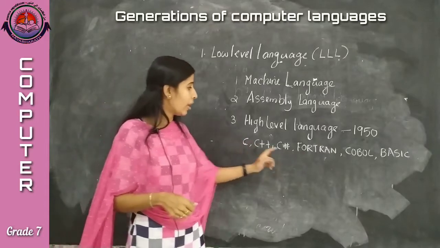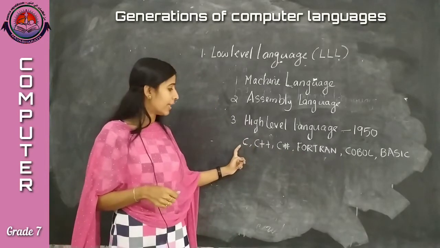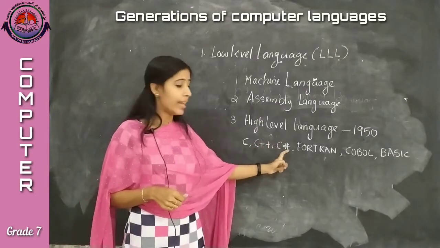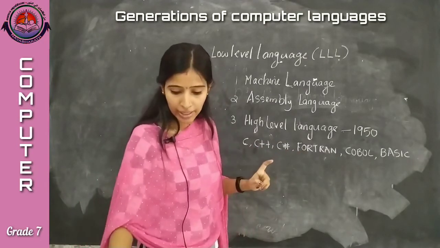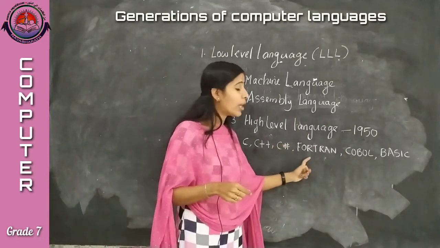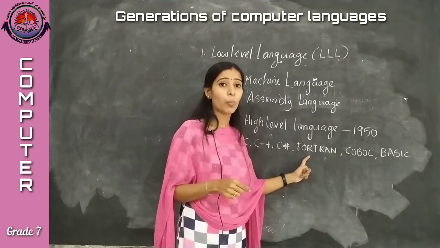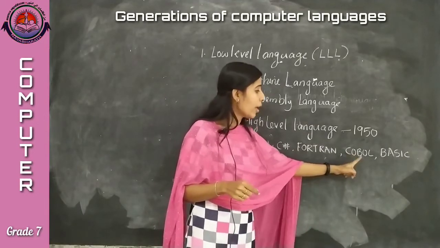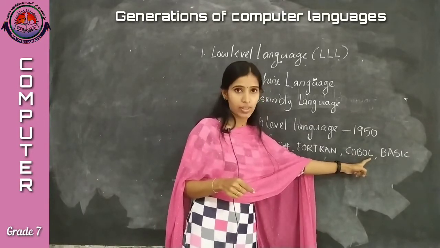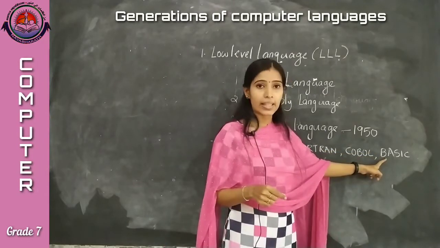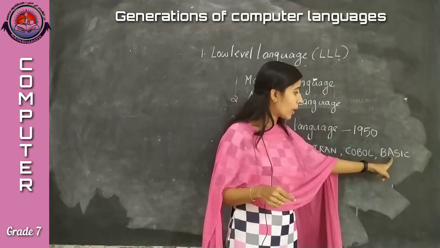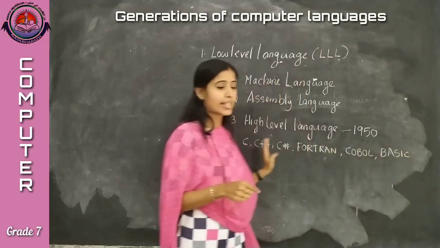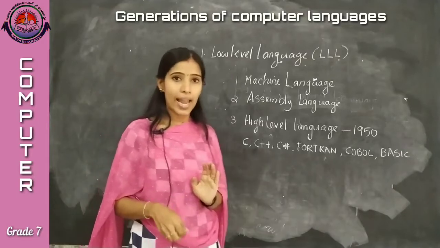The first one is C. The extended versions of C are C++ and C#. Next is Fortran, the short form of formula translation. Next is COBOL, common business oriented language. Next is BASIC, beginners all purpose symbolic instruction code. These are the different types of high level languages.